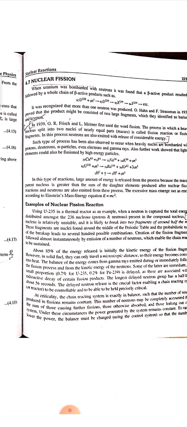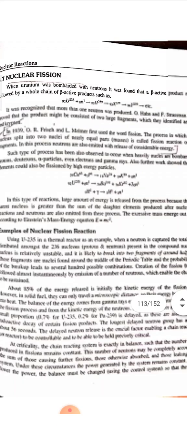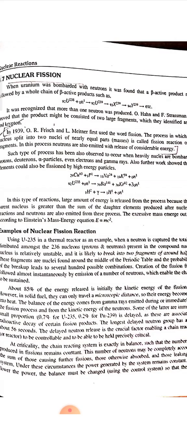Then the nuclear fission. First of all, uranium was bombarded with neutrons. It was found that the beta active product that resulted was followed by a whole chain of beta active products, such as in the example here. The reaction is given that uranium 238 plus 0n1 gives uranium 239, which gives 93X239, which gives 94Y239, etc.